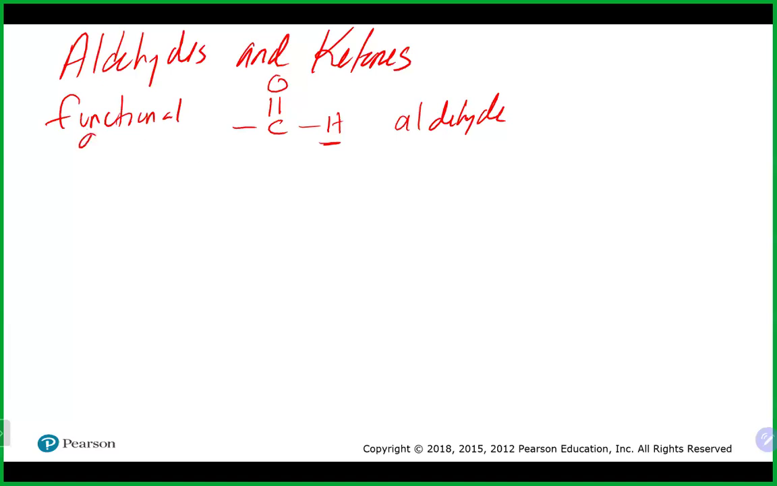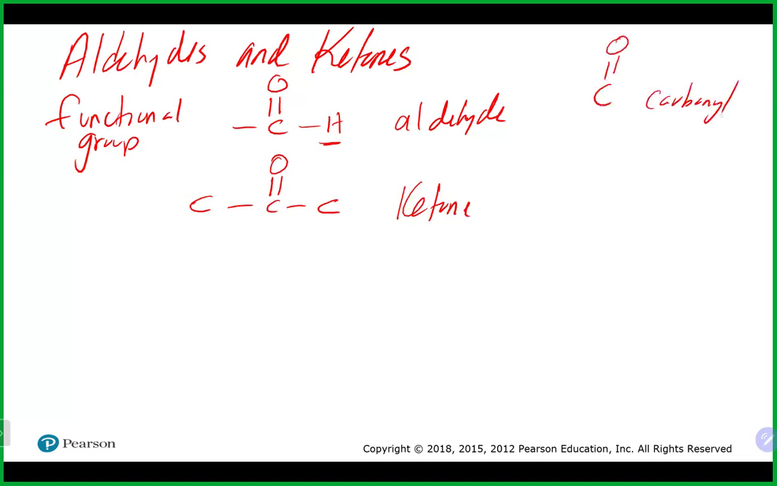We also have our ketone, which is always sort of a 3-carbon run, where the central carbon has that double bonded oxygen, and that is our ketone. The carbon-oxygen double bond is what's known as a carbonyl group or carbonyl carbon. And that is, as we talked about, a polar bond, with the carbon being more positive and the oxygen being more negative.